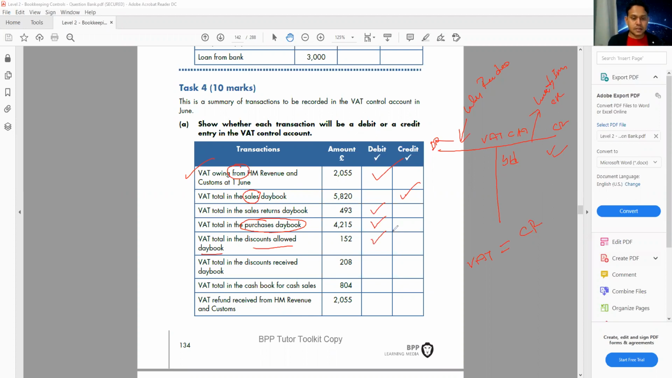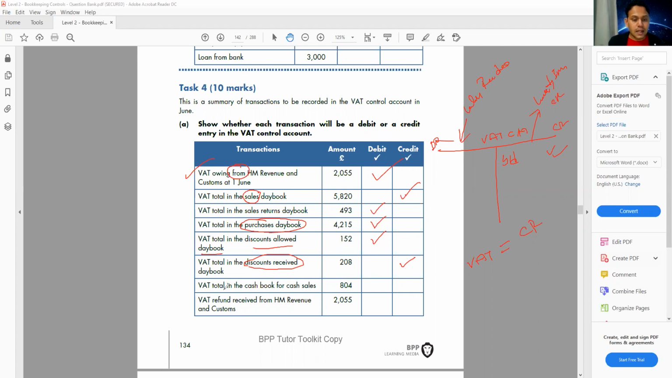That is my debit. Then VAT on the discount received, debit. So if I receive a discount from my supplier, that's my credit. I cannot claim the VAT on the discounted amount because actually this VAT I never paid. I can only claim the VAT that I paid. So if I receive a discount from my supplier, I cannot claim VAT on that.